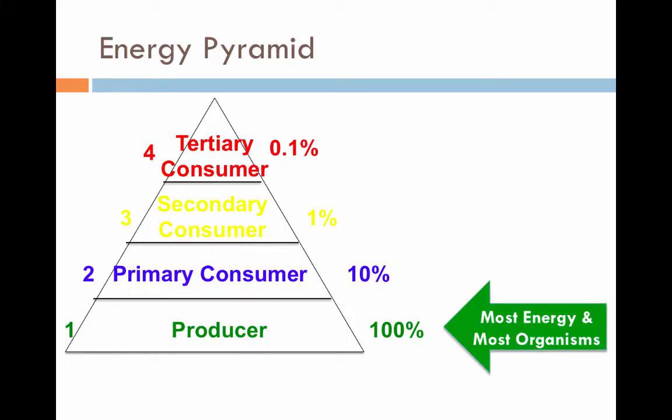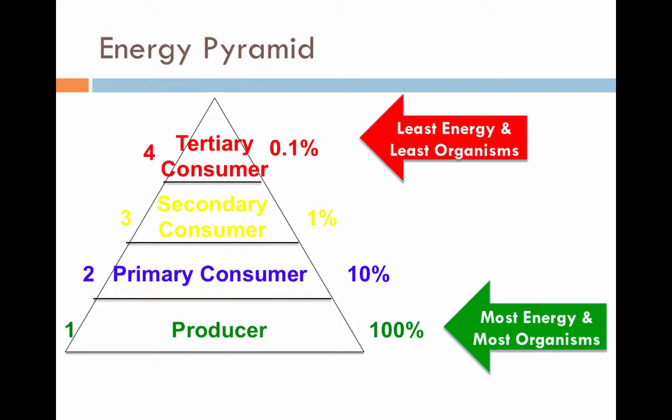So remember, producers have the most energy and subsequently have the most number of organisms. There are more producers than anything else in the world. Tertiary consumers, or even anything after, would have the least amount of energy and therefore have the least organisms in an ecosystem. Think of the number of bears, lions, foxes, anything that would be a tertiary consumer. There's not that many of them compared to all the other trophic levels.